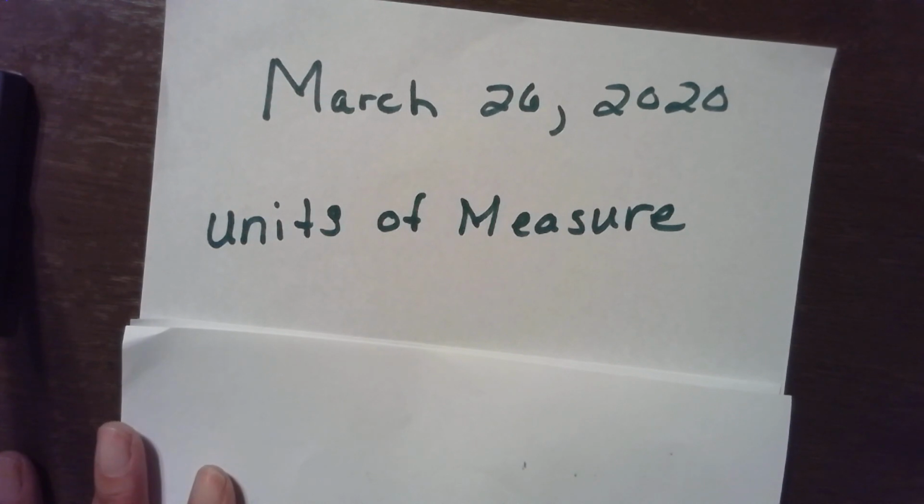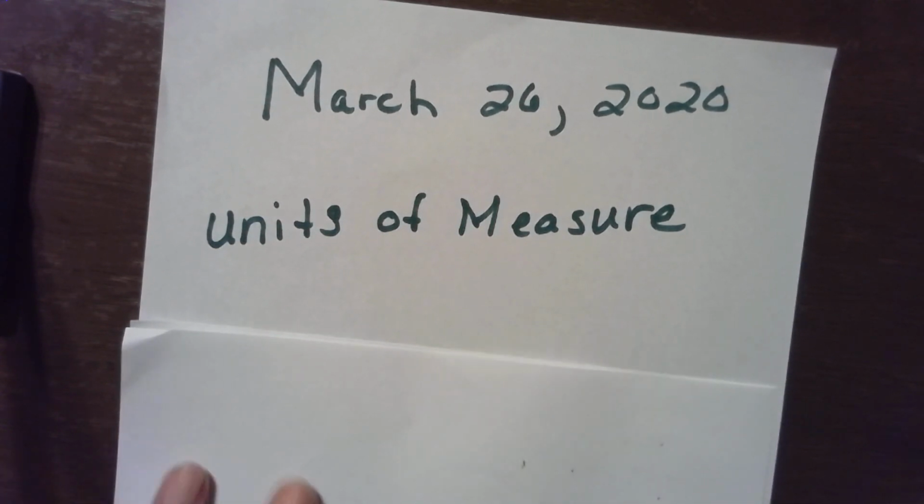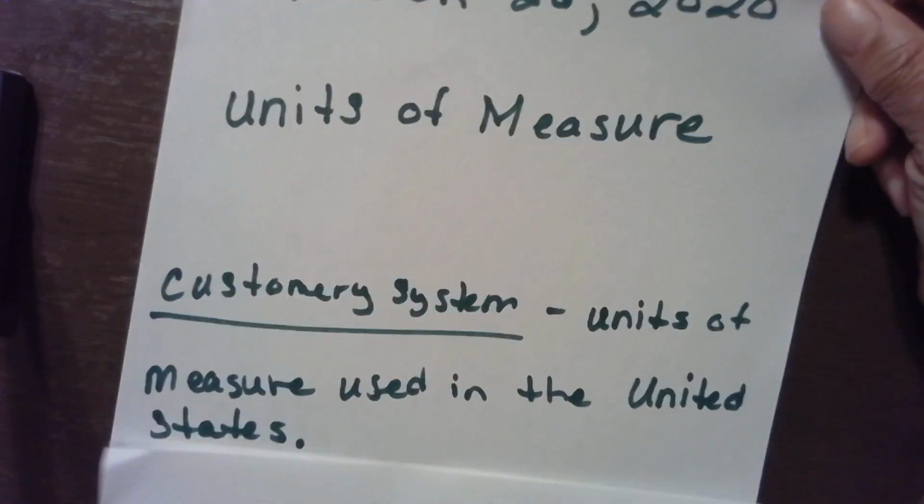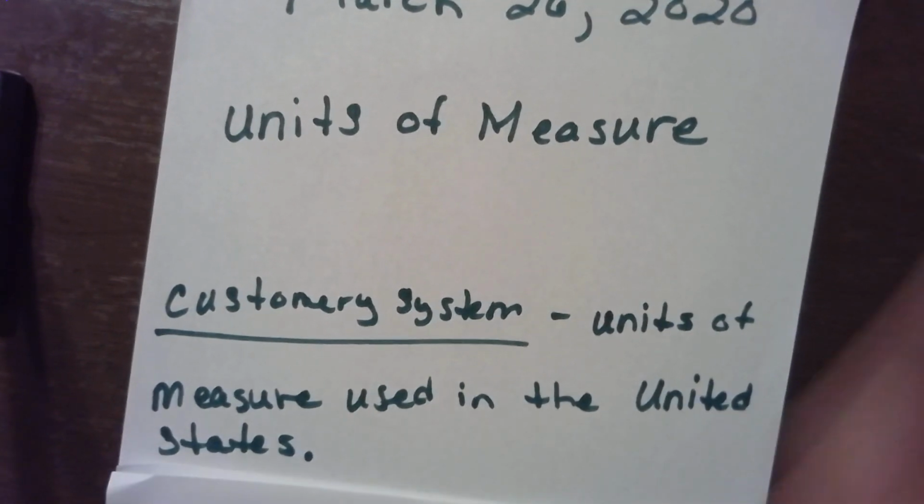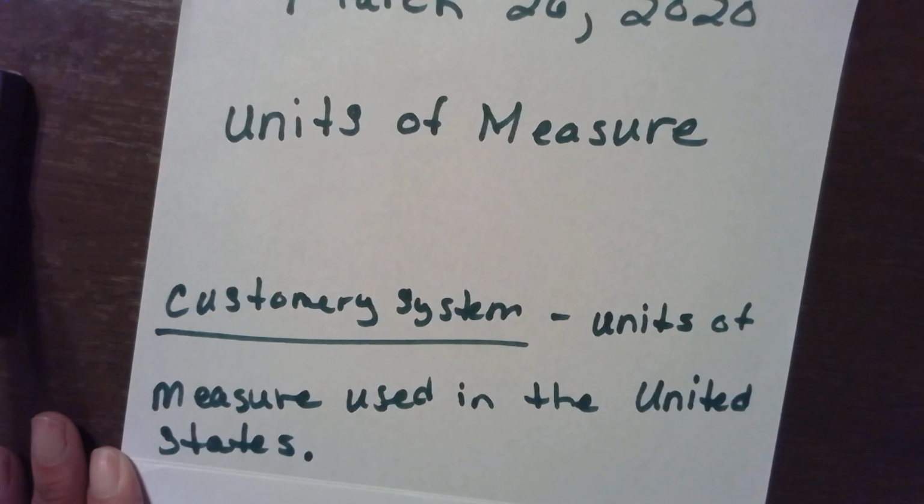We have two types of measurement systems that we use in the United States. The first one is the customary system. The customary is units of measure used in the United States. We're almost the only country that uses this system.